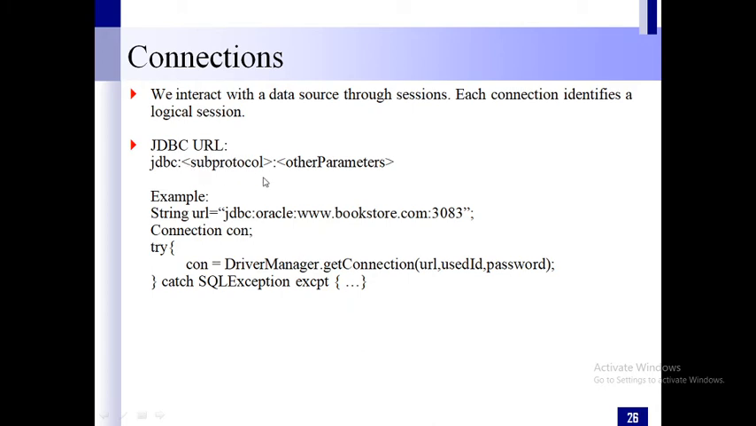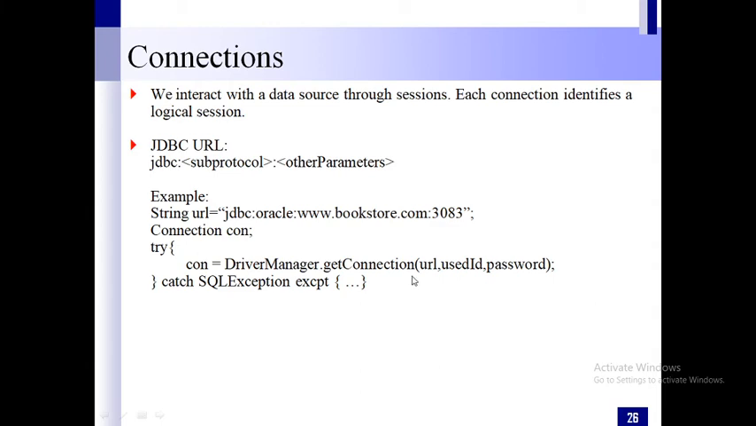For that, we need to specify the JDBC URL. JDBC URL means here we will specify the word JDBC and then your database name or data source name, and then if you are using a particular port number, you have to give that parameter in the URL. And then the driver manager has a method called getConnection. This getConnection method will return the connection object.